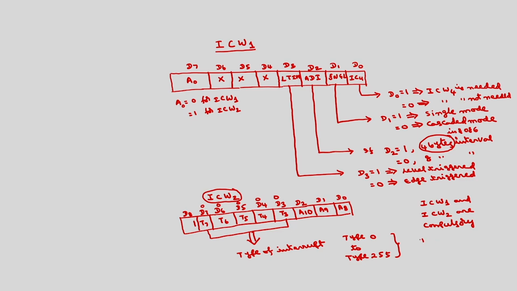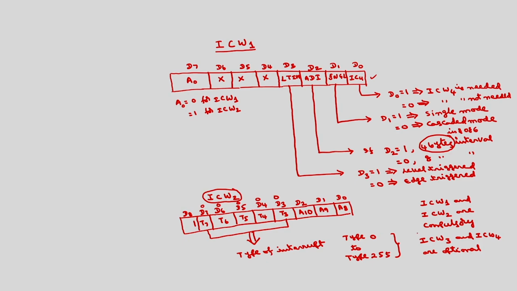Whereas ICW3 and ICW4 are optional. ICW3 will be used for cascading mode, which is clear from yesterday's flow chart. So, in ICW1 we can decide whether ICW4 is required or not.